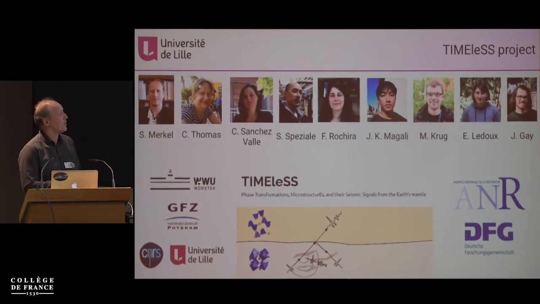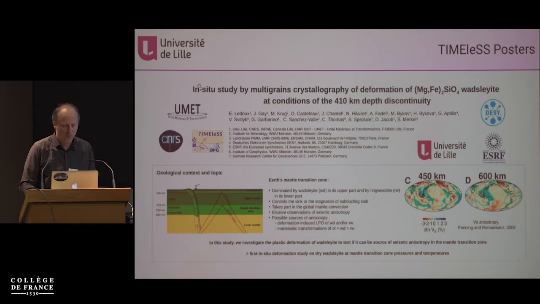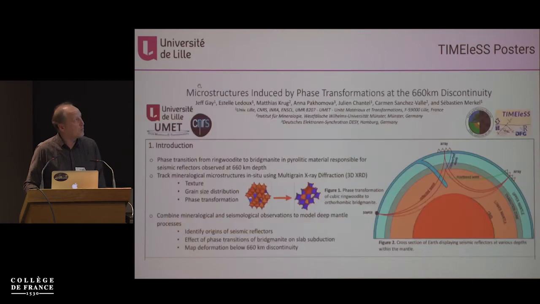Just to mention, we have actually quite a big project between the University of Münster, GFZ in Potsdam, and the University of Lille, dedicated to looking at phase transformation microstructures and the effect on seismic observations. You have the PIs over here and students and postdocs participating in the project. There will be 2 posters later tonight, one on what's laid out in the transition zone, and a second poster on what's happening below the 660 discontinuity. And in my talk, I'll focus a little bit more on D double prime.